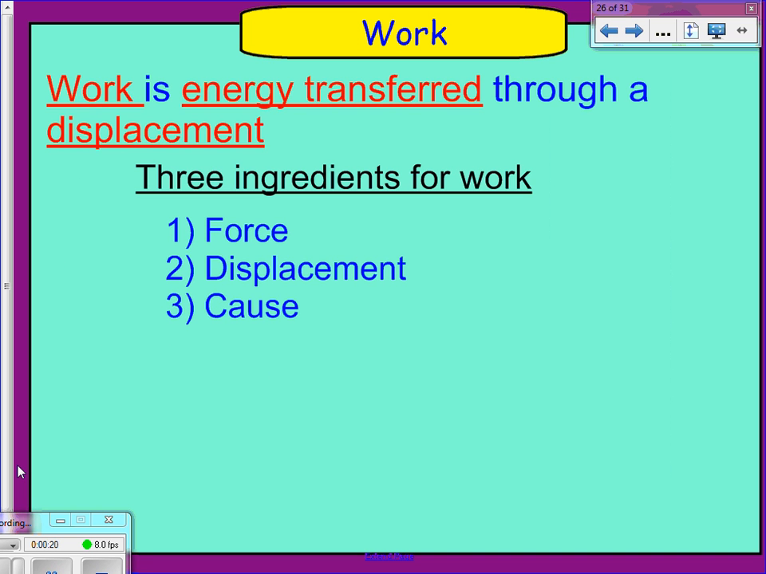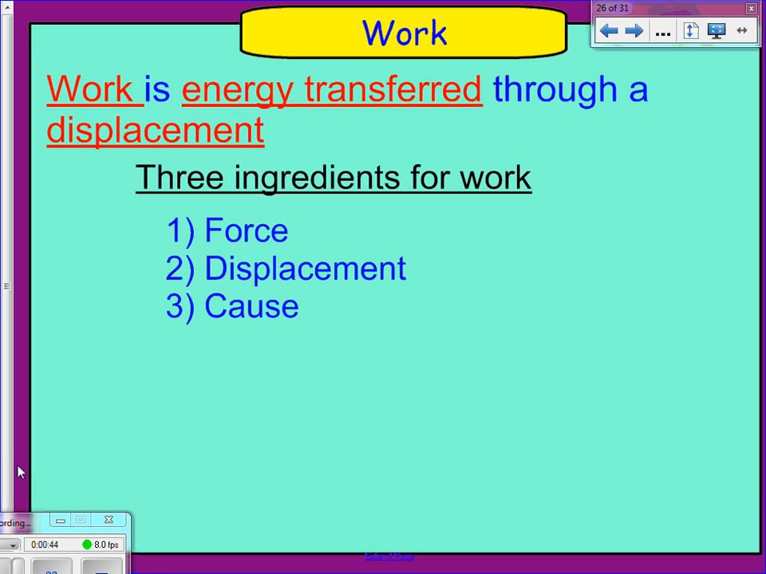Let's first start out by talking about what work is. Work is defined as being energy transferred through a displacement process. So the key thing to note here is that work is simply an energy transfer, which is what we've actually been dealing with all along. Specifically, displacement is what needs to happen.